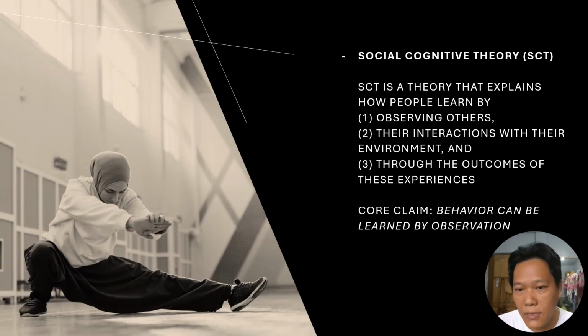So SAT is a theory that explains how people learn by observing others, their interaction with their environment, and through the outcomes of these experiences. Now, its core claim, its main construct, is that behavior can be learned by observation.